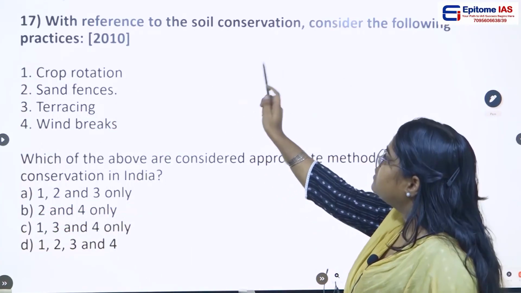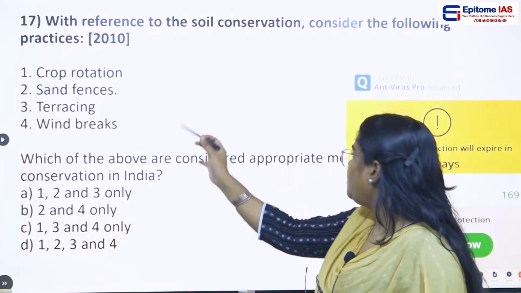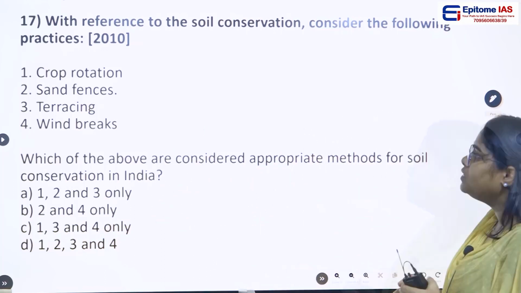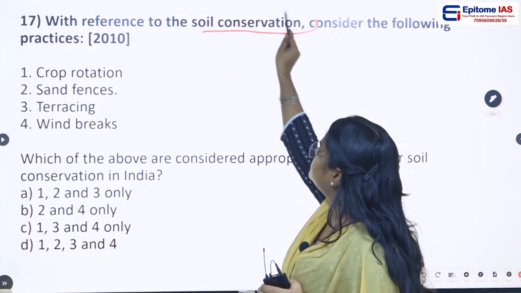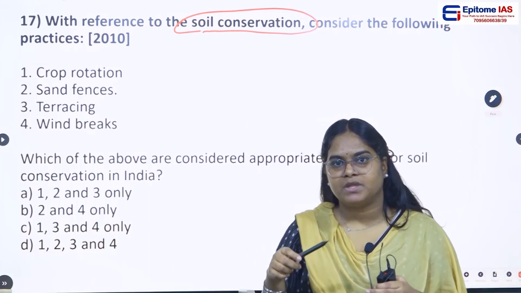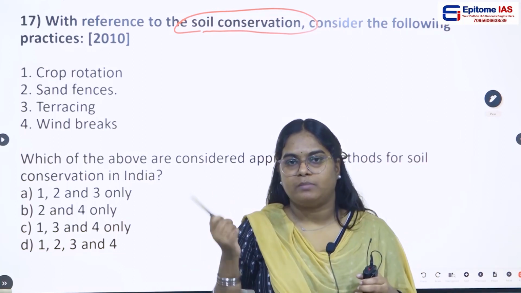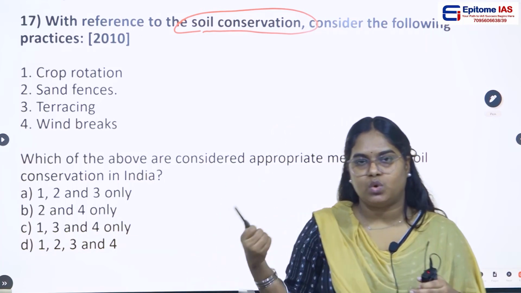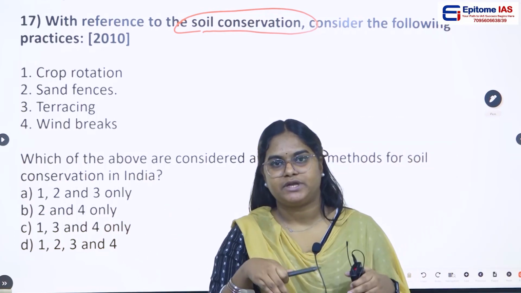So the next question, with reference to soil conservation, consider the following practices: crop rotation, sand fences, terracing, wind breaks. Which of the following are related to the conservation of soil? If you see crop rotation, what is crop rotation? Let's say during different seasons, they are cultivating different crops. Let's say I am cultivating some crop for 3 months, and once that is over, I remove them and put some other type of crop in that particular land.